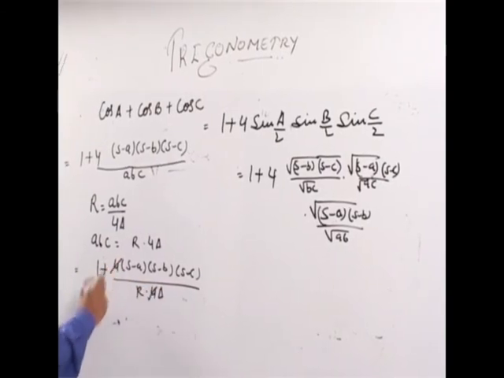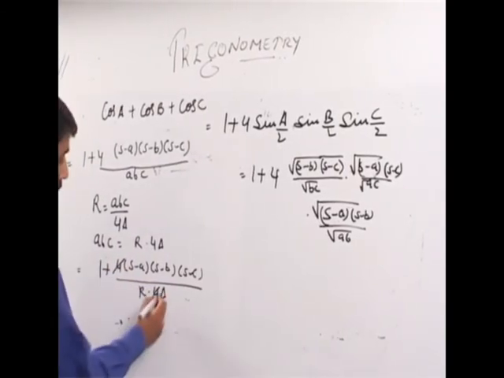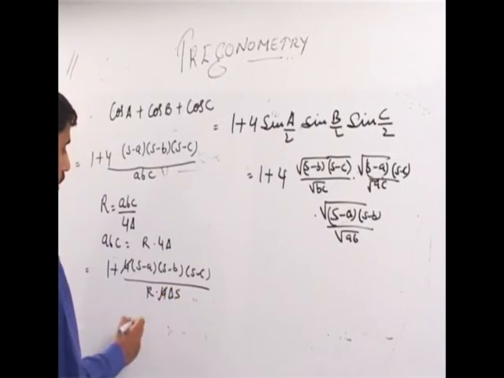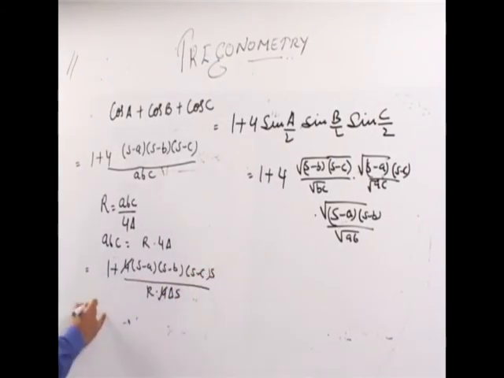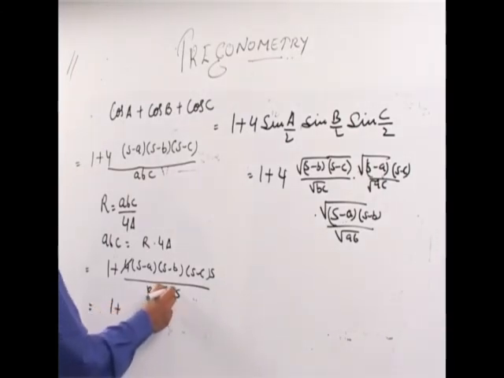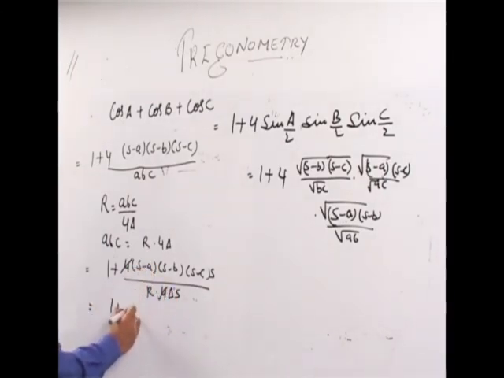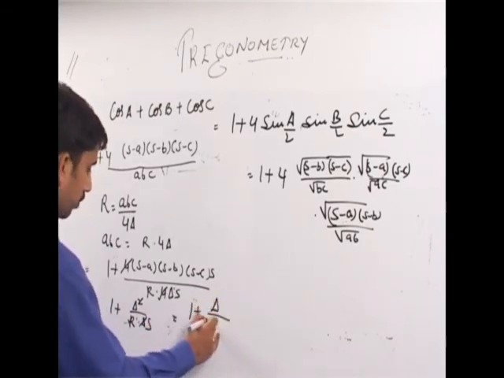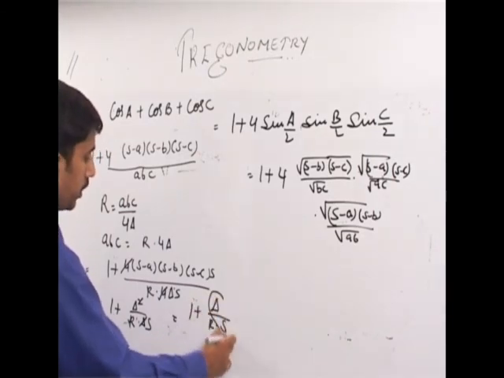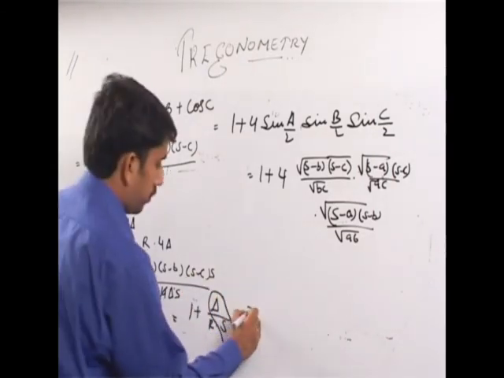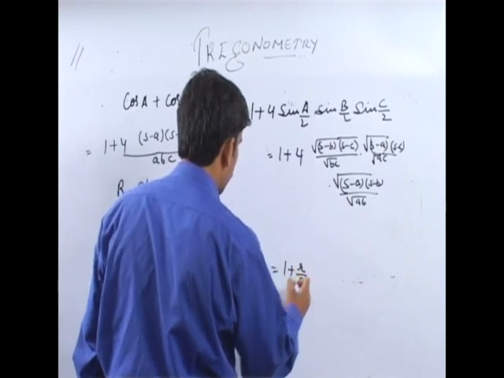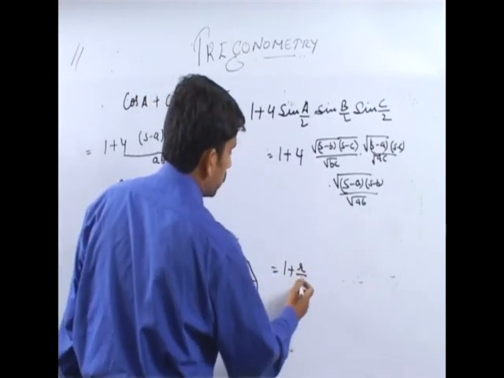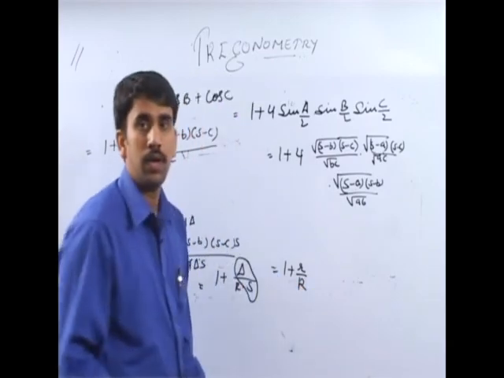Now this 4 will cancel out. Now if you multiply it by S in numerator and denominator, then this will be area square over R into delta S. One area will be cancelled out and you are left with 1 plus area over R into S. Now delta over S is nothing but small r. Therefore this will be equal to 1 plus small r over capital R.